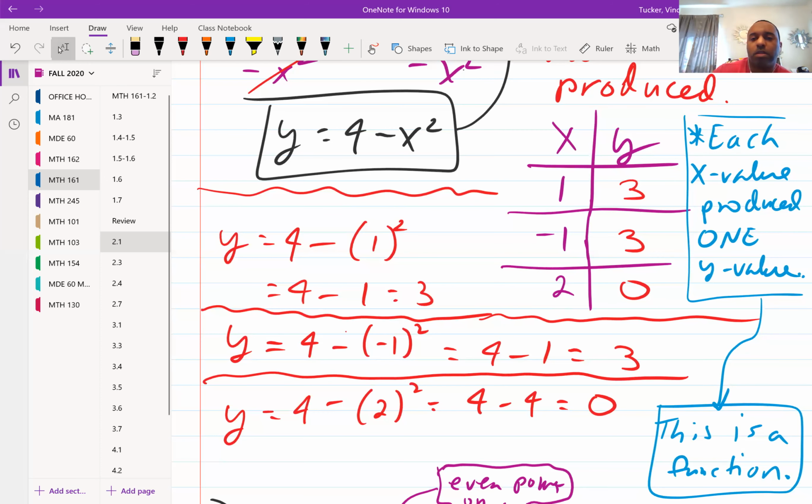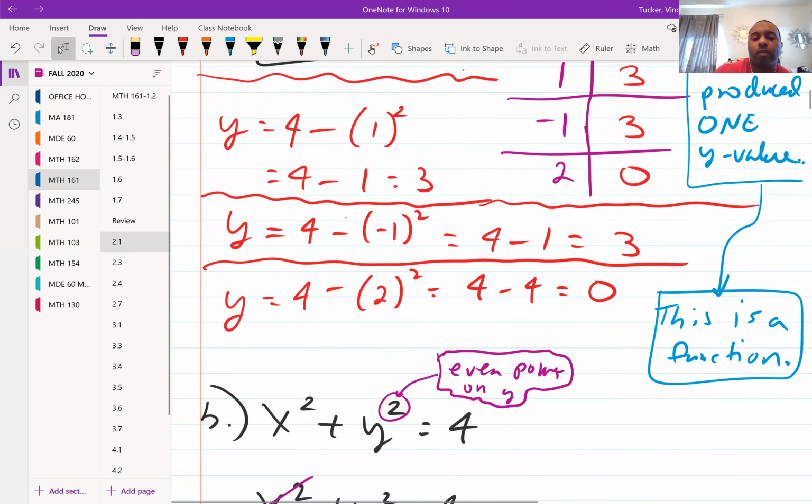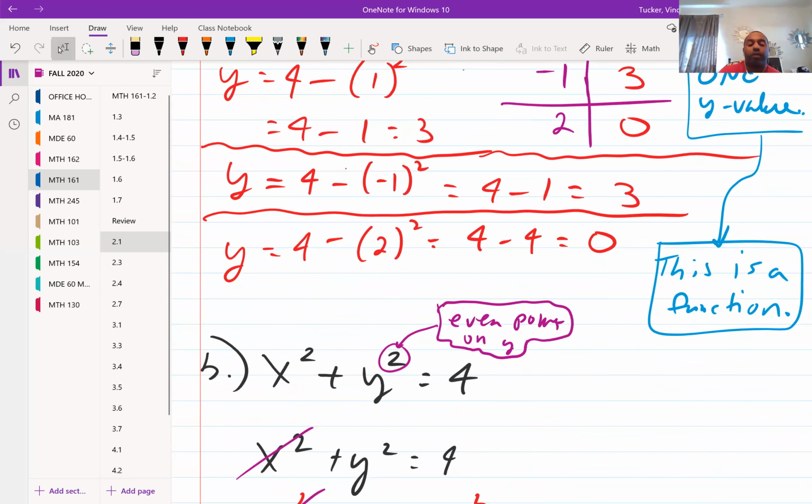All right, so let's look at the next one. Now here we have a very similar equation, but this time y has a power of 2 on it. So it's x squared plus y squared equal to 4. Now, what's going to be key here is that you have an even power on your y.